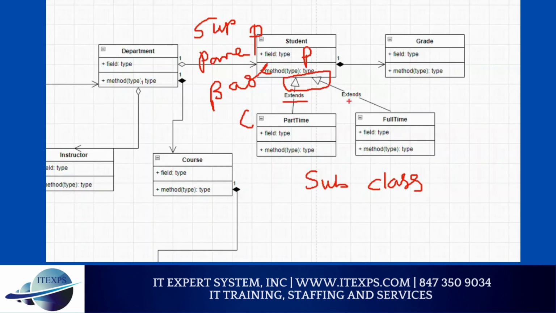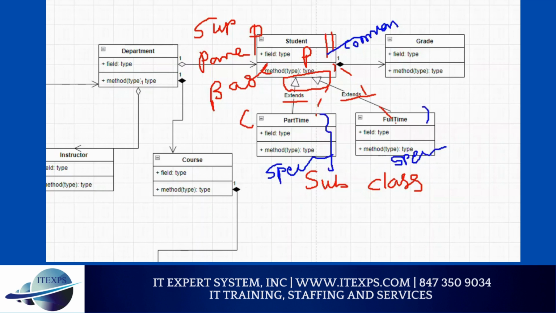Extend means inheritance, which means what you have here automatically comes here. These two inherit whatever things are common. So whatever is common will go here, and whatever is specific will go here. Part-time will have specific items here, full-time will have specific items here, but common will go here.